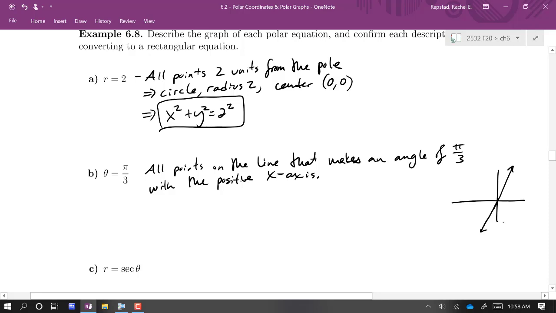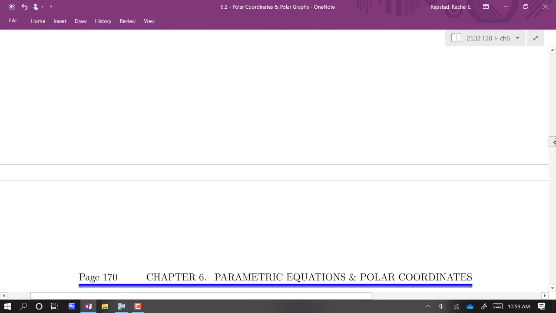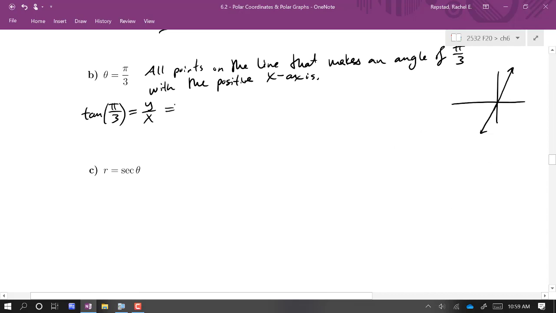Let's see, and it says convert to a rectangular equation. All right, well, if theta is constant at pi over 3, that means tan theta is just tan of pi over 3. Tan theta we know is y over x, right? Again, that is given in this formula here, in theorem 37. Tangent of pi over 3 is the square root of 3. So y over x is equal to root 3, and if we multiply both sides by x, we get y equals root 3 times x. And that is an equation of a line, with a slope of square root of 3.